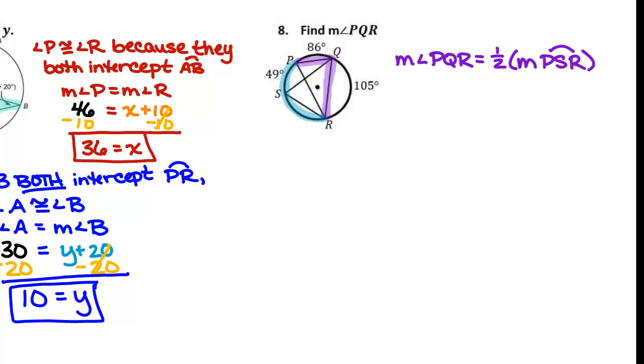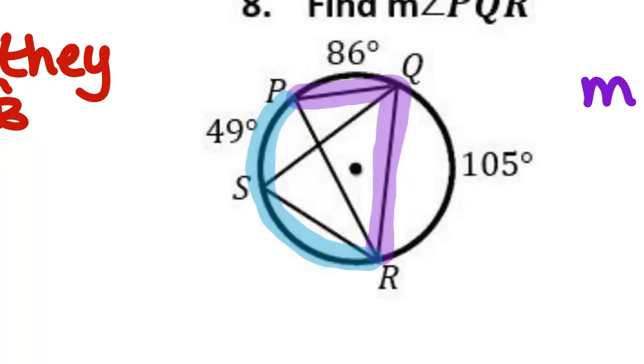Do we know how big arc PSR is? PS is 49 degrees. Do we know how big PSR is? No. We know part of it. We know this much. But we don't know this. But what do you notice around the outside of that circle?